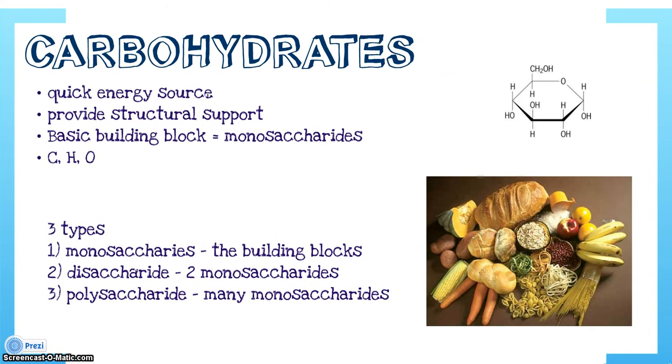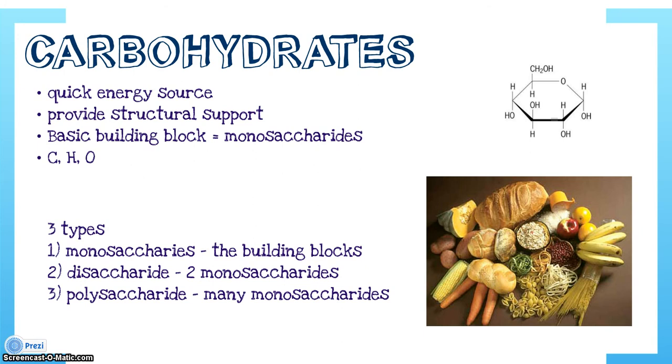The first macromolecule we will be discussing in depth are carbohydrates. Examples are potato, bread, spaghetti, fruits, and vegetables. They give us a very quick energy source for our bodies. Has your coach ever told you to carb load? Well, that's why, because carbs give you that quick energy that you need for that boost for your activity. They also provide structural support in our cell membranes.